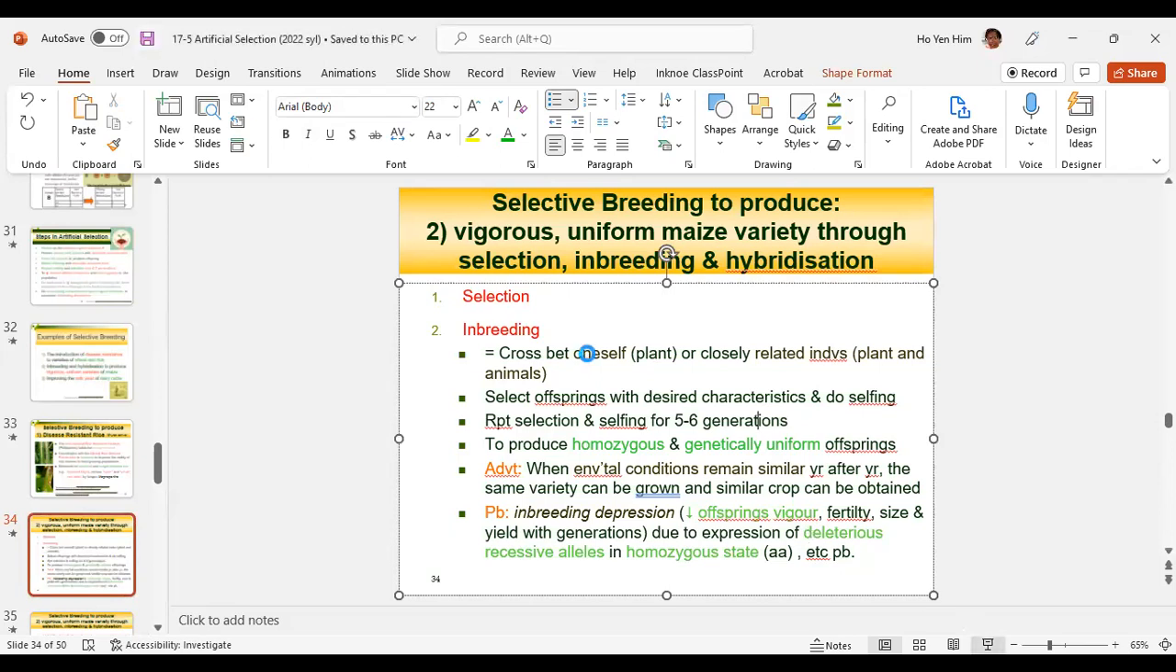I see my slide. Some of them say 5 to 6 generations. Some of them say 6 to 7 generations, right? I will check again and inform you which one is the more accurate one, okay?